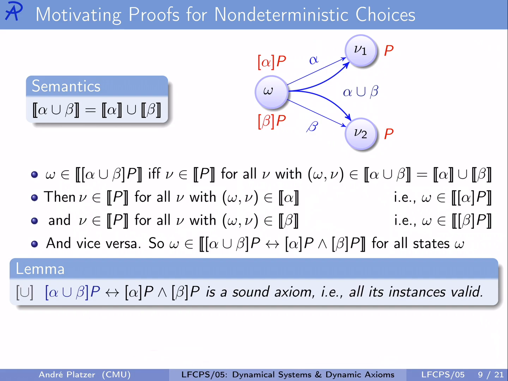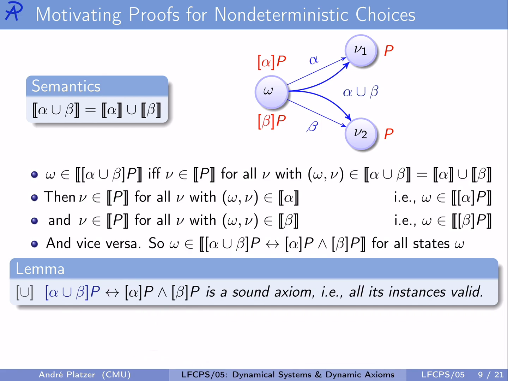In other words, what we've just identified is an equivalence that is a sound axiom, meaning all of the instances for alpha, beta, P that you could possibly have to think of are all valid differential logic formulas. In other words, from now on, we can adopt it as a reasoning principle that this formula is equivalent to that conjunction. In particular, that means whenever we find a formula of this shape, we can equivalently replace it by a formula of that shape, and vice versa as well.